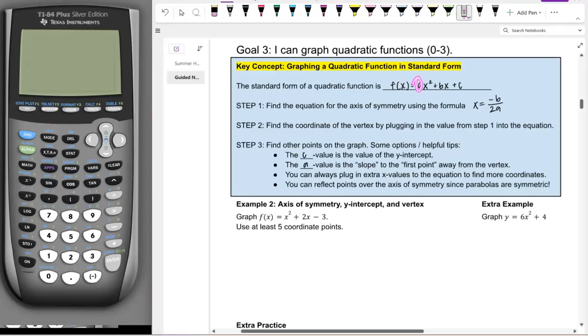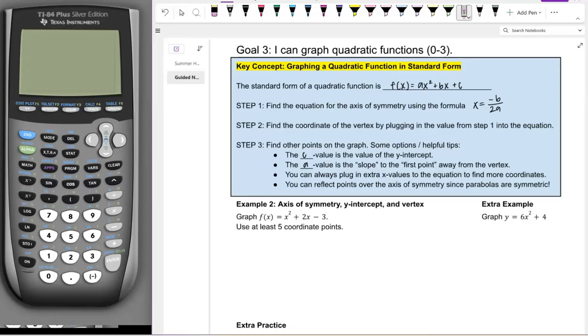If there was a 0x squared, that would mean that term would not be there and it would just be linear. So a cannot be 0, but then x squared and x are your variables. There's going to be numbers there for a, b, and c. Keep in mind also that f of x is the same thing as y. It's just saying the function in terms of x.